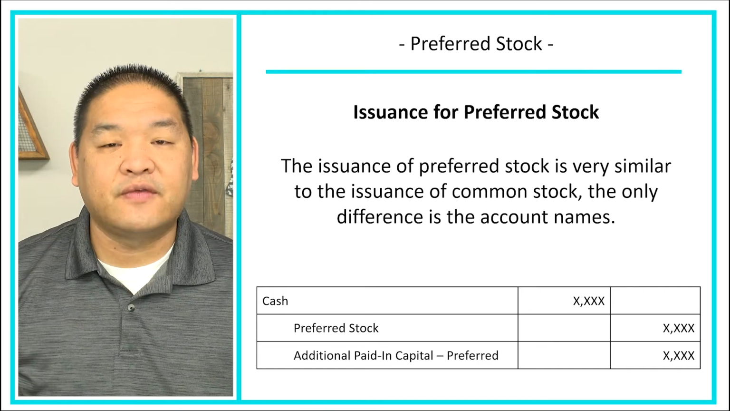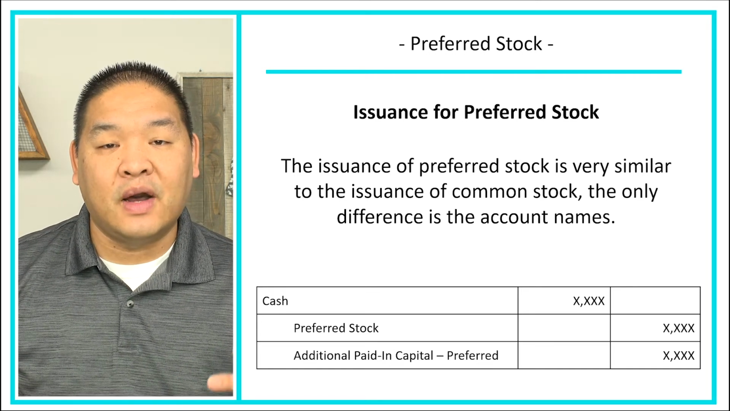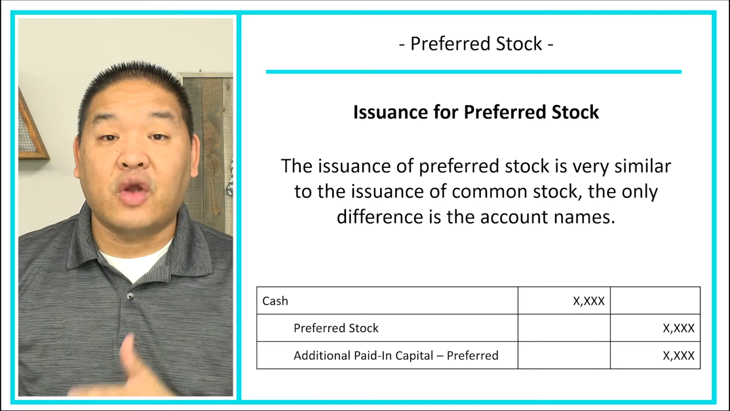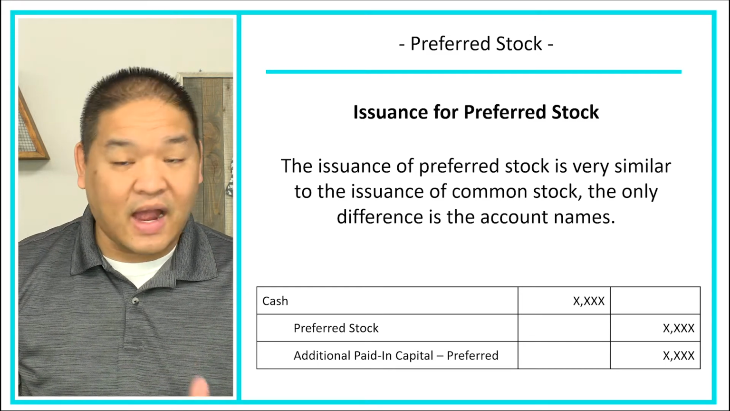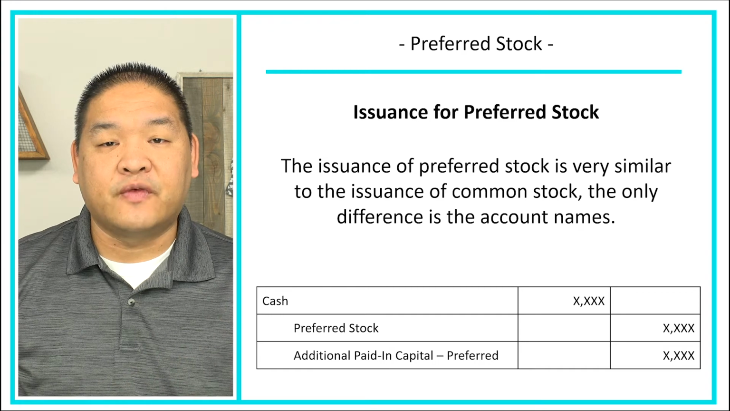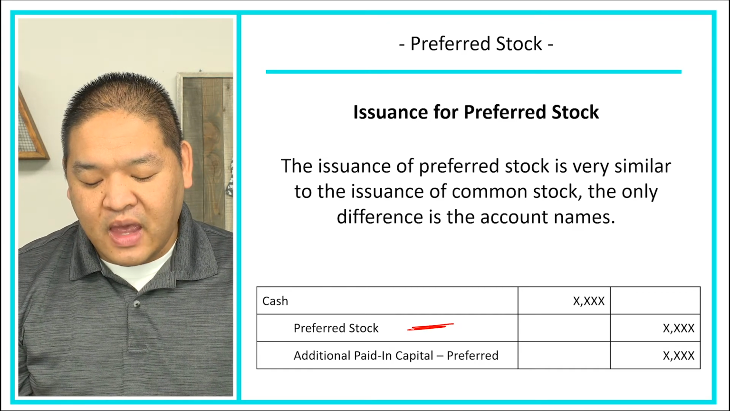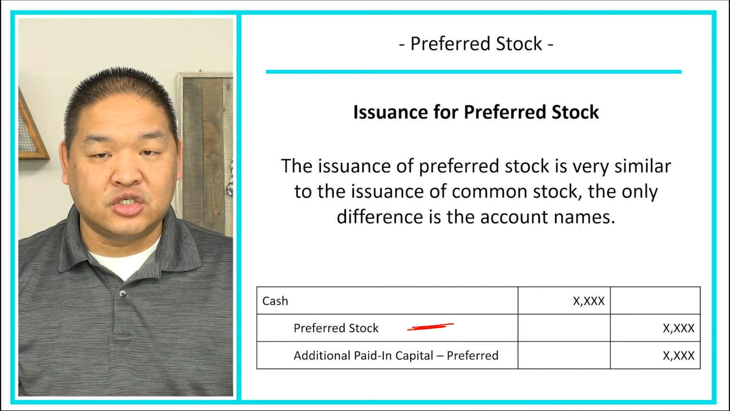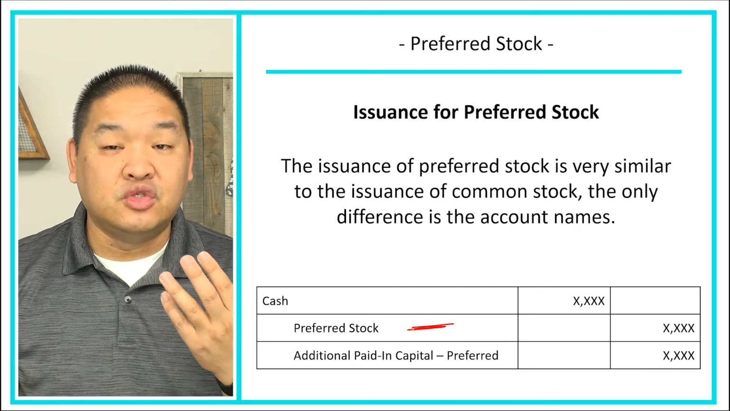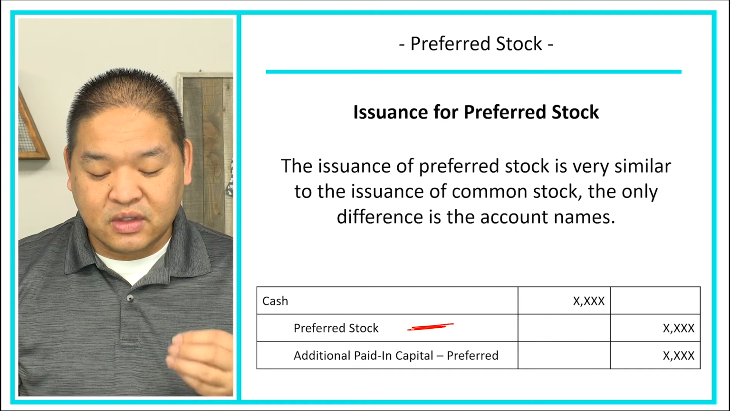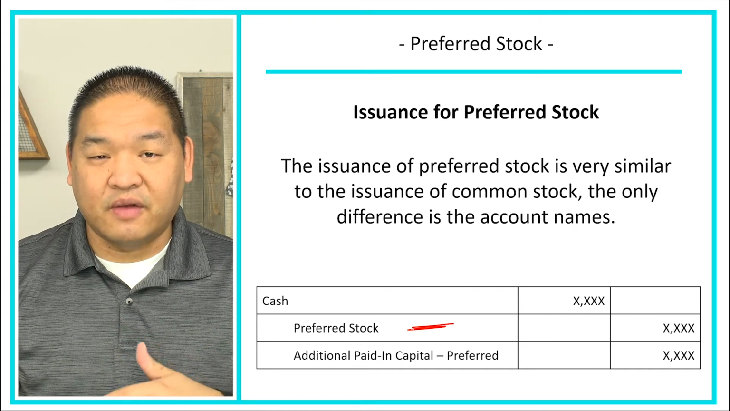So when we issue a stock, the issuance of stock is very similar to the issuance of common stock. The only difference is we're going to change the name of the credits here. So debit cash for X amount of dollars, and then credit preferred stock. Par value would go here if we have a par value, and then the rest would go in additional paid in capital.